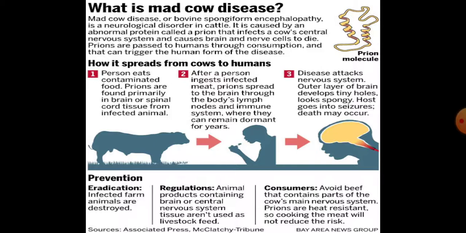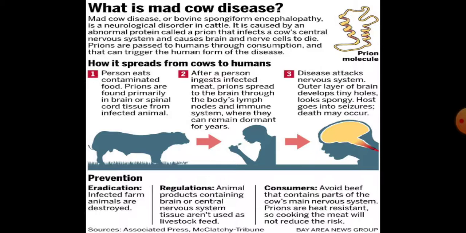A person eats contaminated food. Prions are found primarily in brain or spinal cord tissue from the infected animal. After a person ingests infected meat, prions spread to the brain through the body's lymph nodes and immune system, where they can remain in dormant form for years. The disease attacks the nervous system and the outer layer of the brain, which is called the meninges, that develops tiny holes, so it looks spongy. That's why it is called spongiform encephalopathy. And death may occur later on.